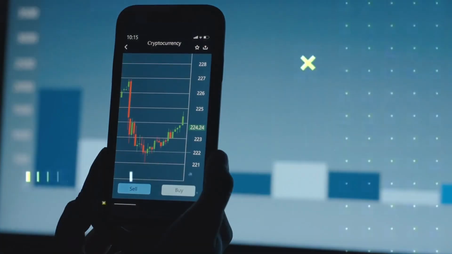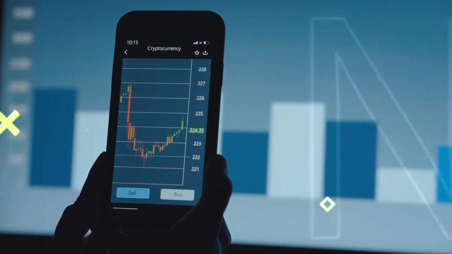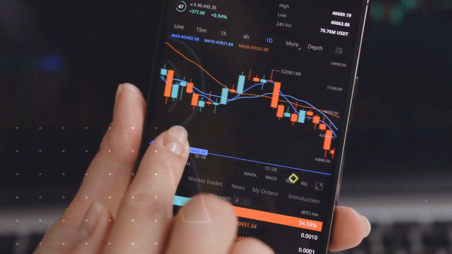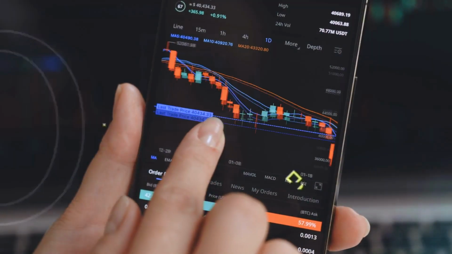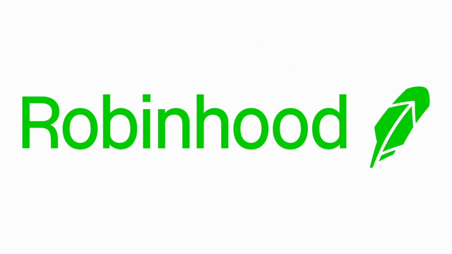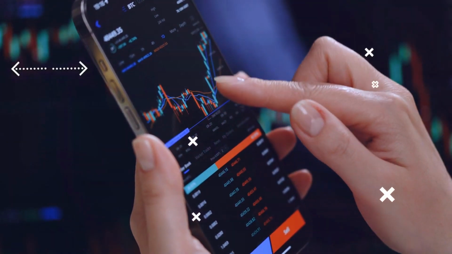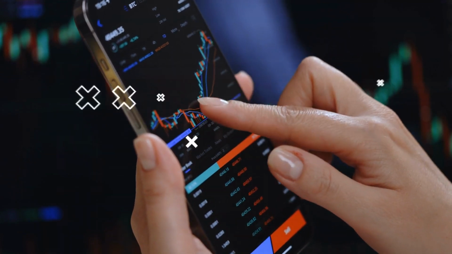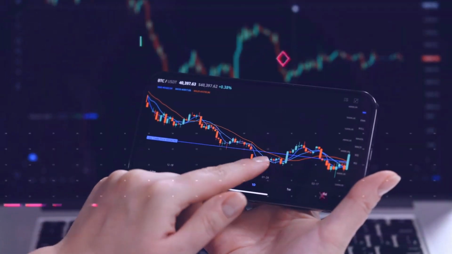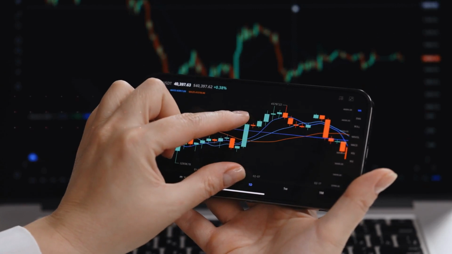What sets Robinhood apart is its gamified approach to trading. The platform features a clean, sleek, and intuitive interface that appeals to younger investors. However, it's worth noting that while Robinhood is excellent for beginners, its lack of advanced features and tools may cause some experienced traders to seek additional platforms for more complex strategies and analysis.